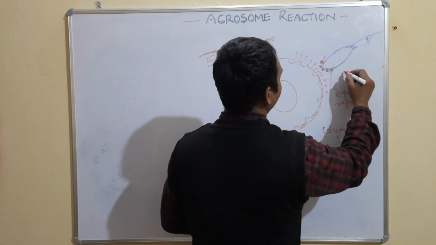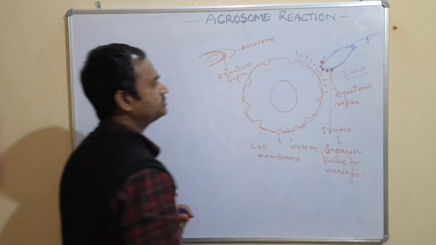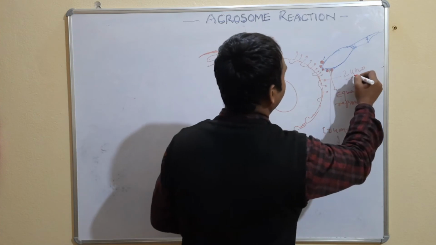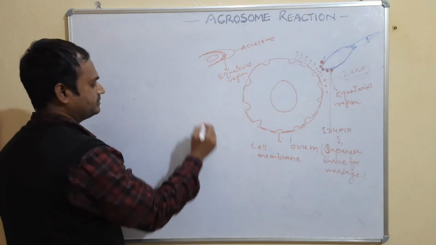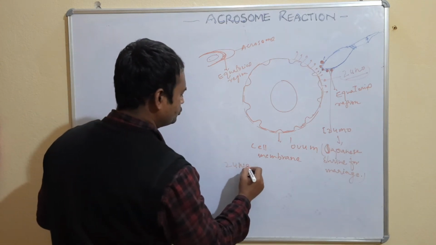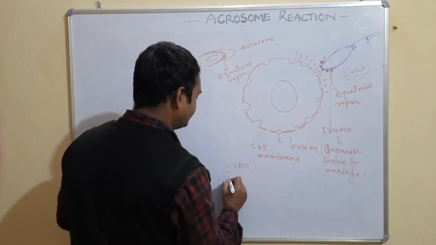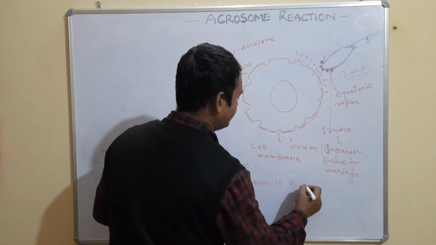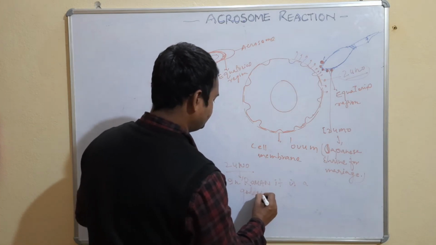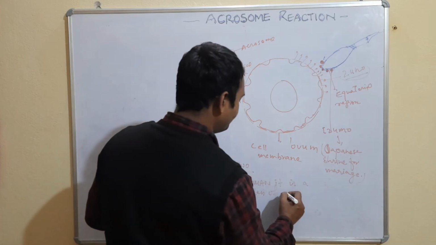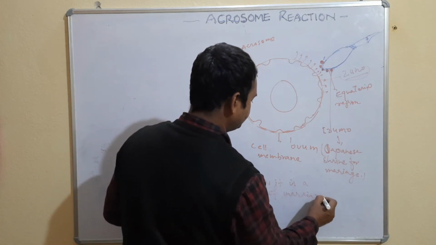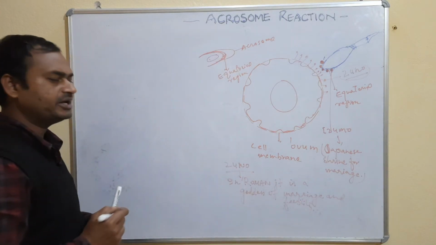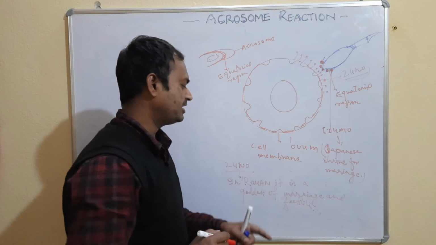And this projection is called Juno. Okay, so what happens here, you will understand about Juno. Juno is also a protein, and in Roman mythology it is a goddess of marriage and fertility.